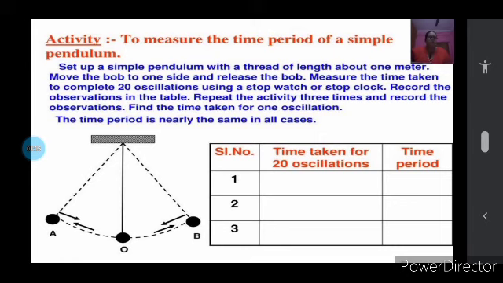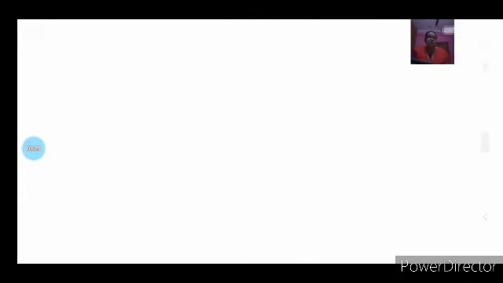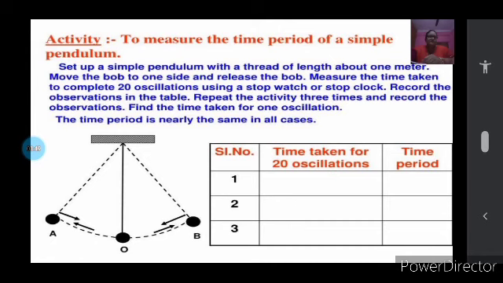Next time when you are doing it, due to some error, you may get a different value. Error will be acting. So next time when you try, you are getting 40. Then 40 by 20, 2 is the time period. Time period is also in seconds only. Next, 43 seconds it is taking, so you divide 43 by 20 and find out how many seconds. Approximately again 2 point something will come. So that is how we find out the time period of the given simple pendulum.